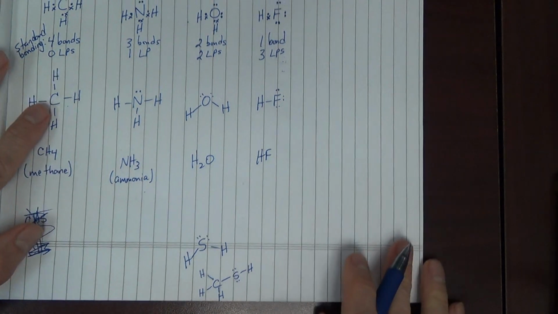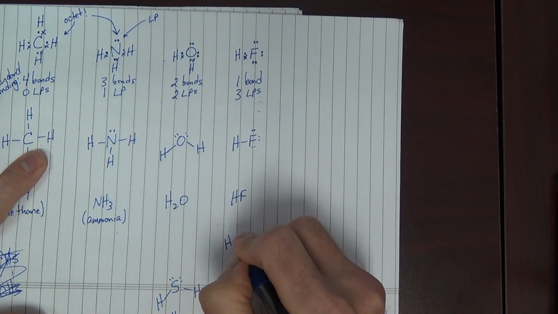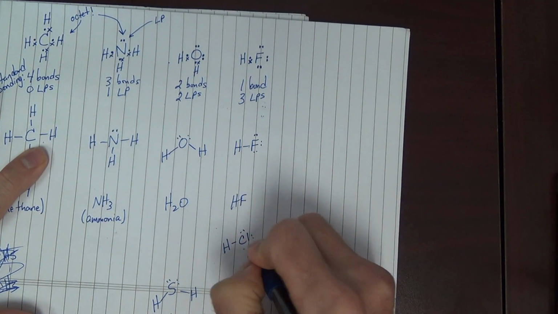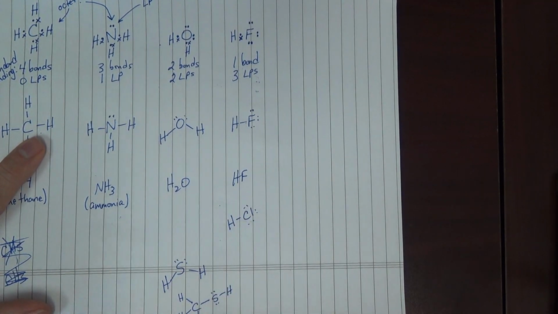But again, elements that are underneath these, we have similar periodic trends. Of course, like with HF, HCl is much more common. But it's going to be just like that. It's going to be 3 lone pairs, 1 bond.